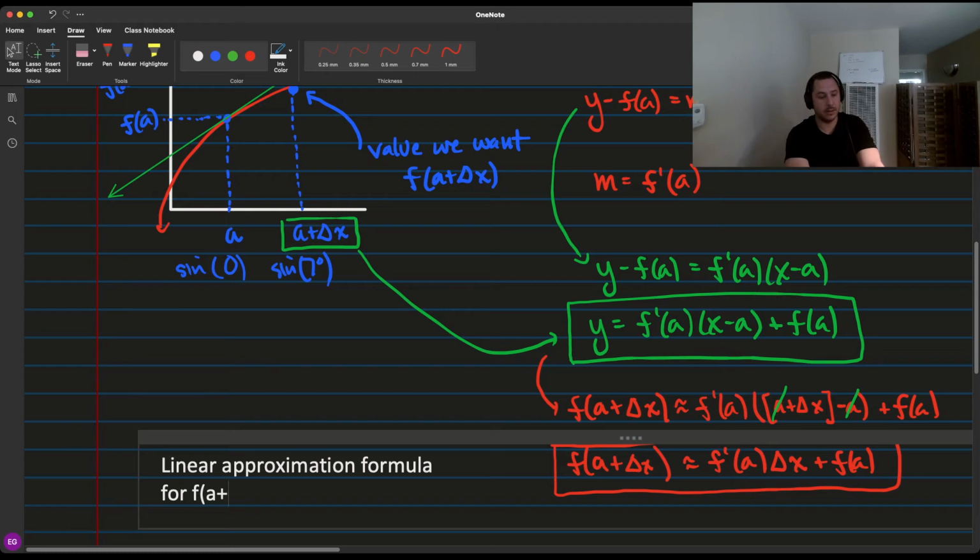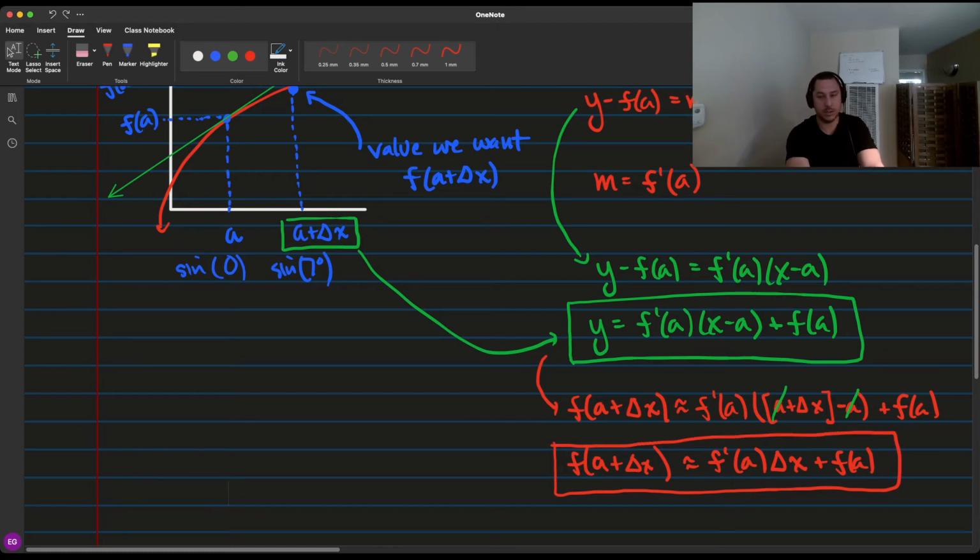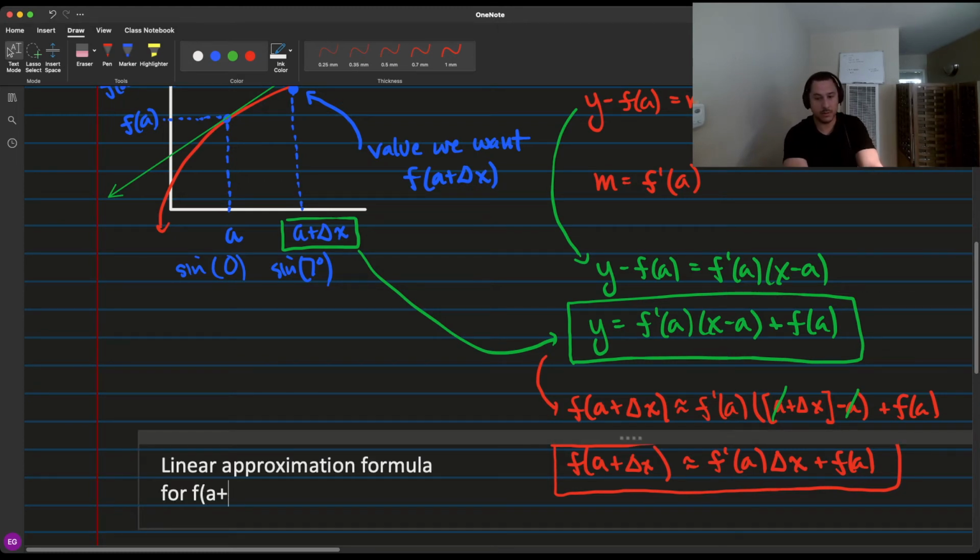Where's the delta for the delta? Come on, where'd you go, delta? Ah, there we go. F of a plus delta x. Sorry, it took me way too long to find that.